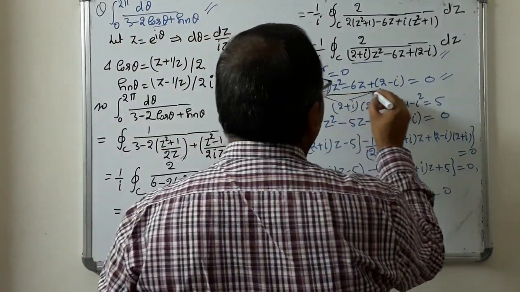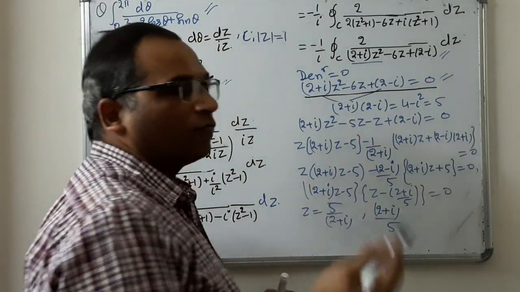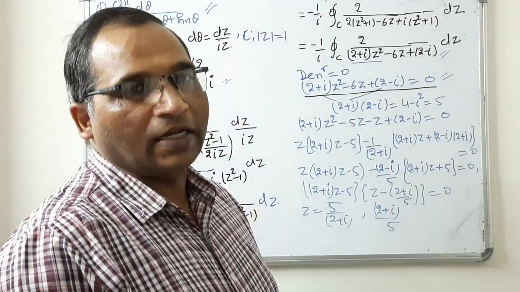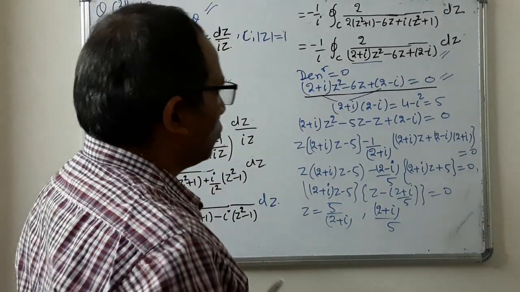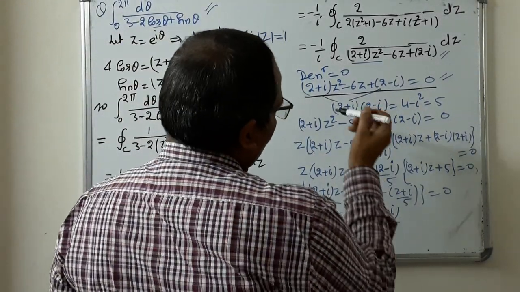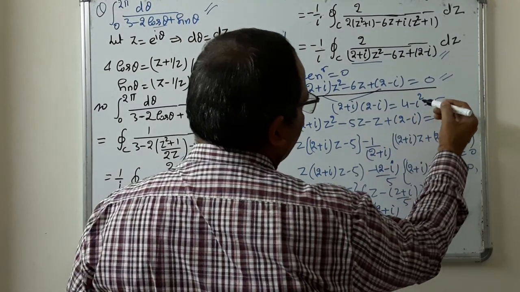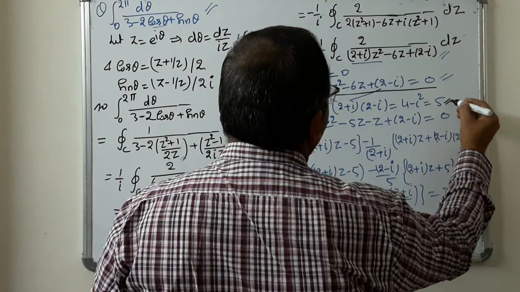We cannot apply the quadratic formula here, because in the quadratic formula the coefficient should always be a real number. It cannot be an imaginary number, right? So we will factorize this one. Take the first coefficient 2 plus i and the last coefficient 2 minus i, multiply these, we get 4 minus i square, that is equal to 5.